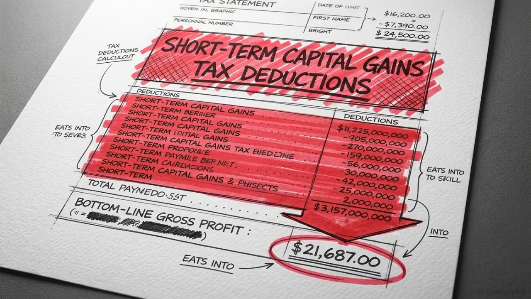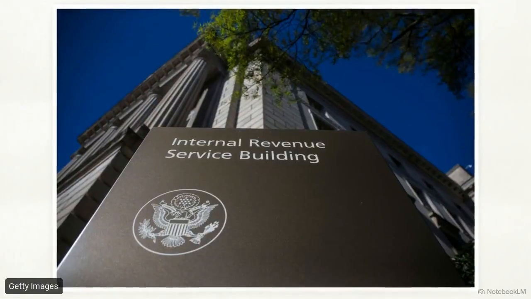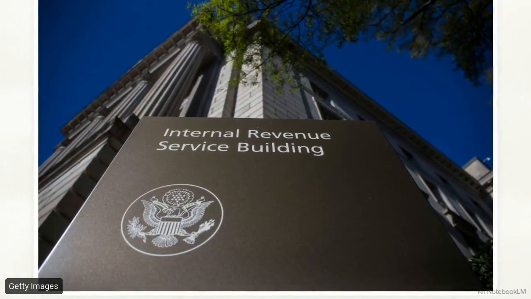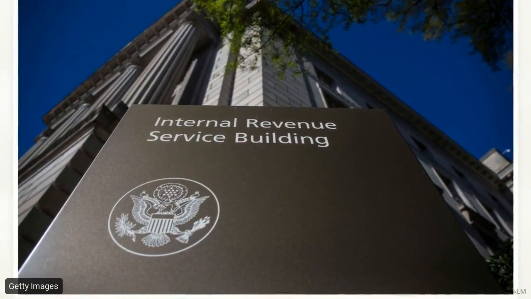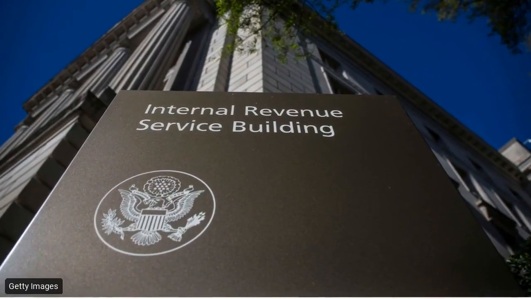The final vulnerability is tax drag. This is the friction that often determines whether a model is actually profitable in a taxable account. Track 1 rotates assets up to 8 times a year. This frequency ensures that nearly all gains are taxed at short-term capital gains rates.